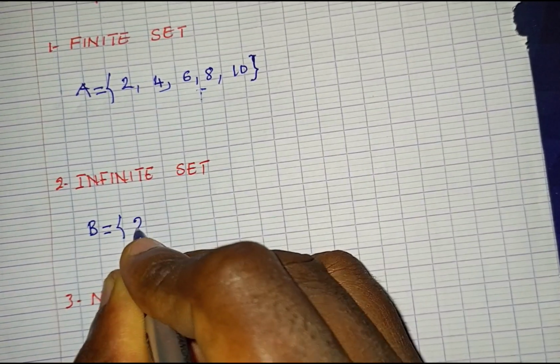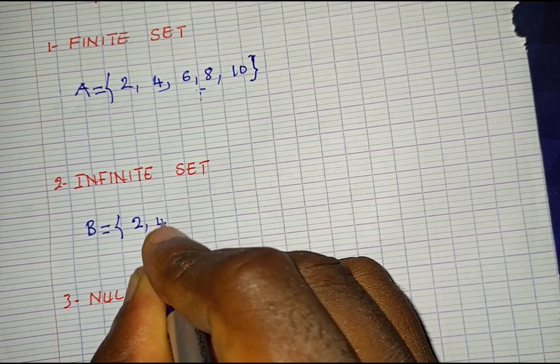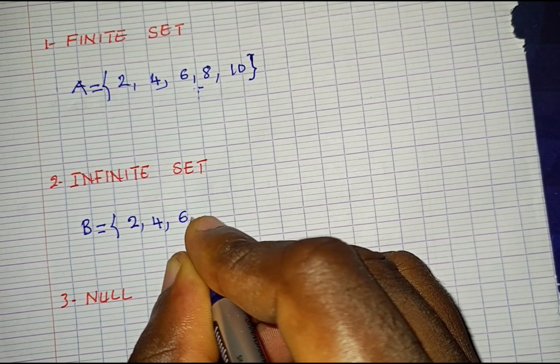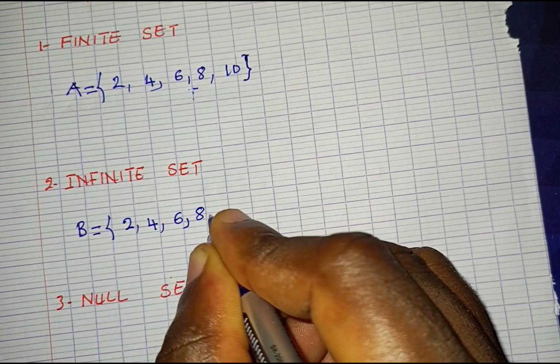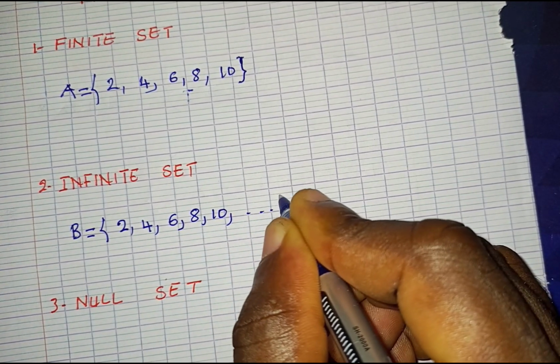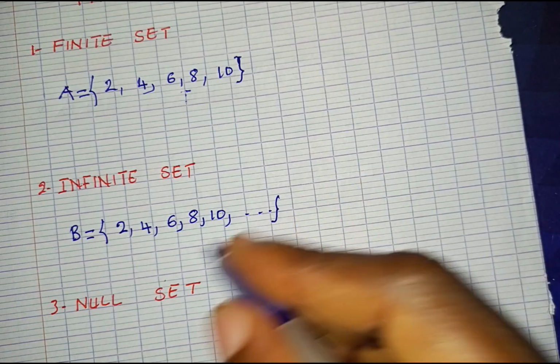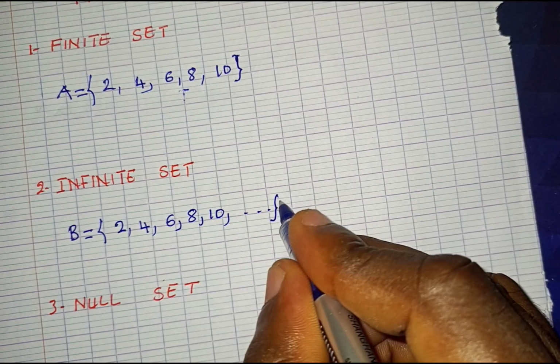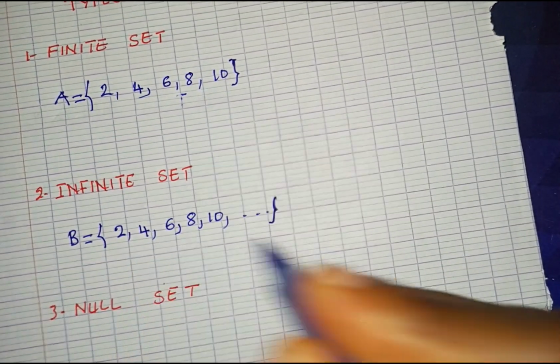I will have 2, 4, 6, 8, 10. It continues until when? When does it end? I don't know. So that makes it an infinite set.